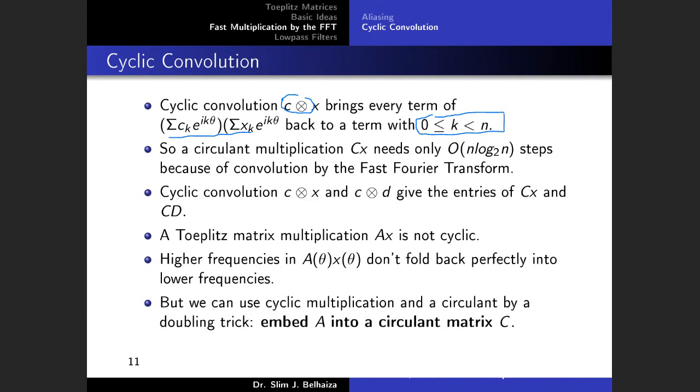Now, cyclic convolution Cx gives the entries of Cx, and a Toeplitz matrix multiplication Ax is not cyclic. Why? Because Toeplitz matrices are non-cyclic convolutions. So higher frequencies in A theta x theta don't fall back perfectly into lower frequencies, but we can use cyclic multiplication by a doubling trick, which embeds A into a circulant matrix. So this A, which is a Toeplitz matrix, will be embedded into what we call a circulant matrix.